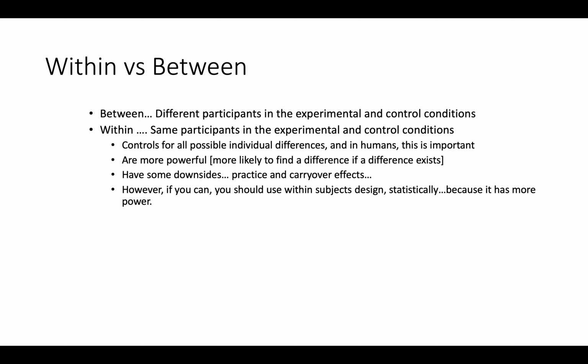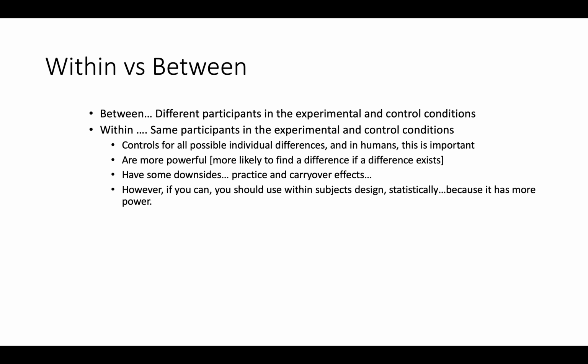Now, within versus between, this should also be review. Between is very simple. You have different participants in the experimental and control conditions, right? Different participants in the different levels of your independent variable. I often just default to experimental and control because that's the foundation of the way we think about science.